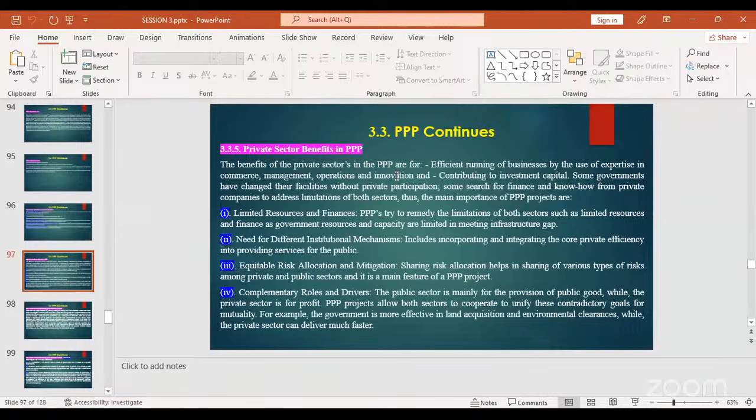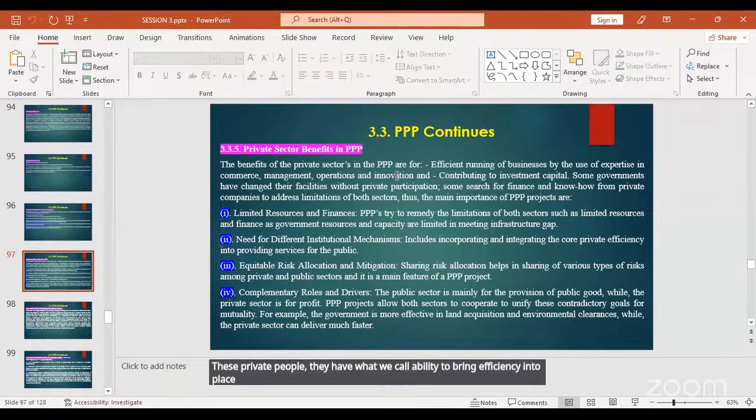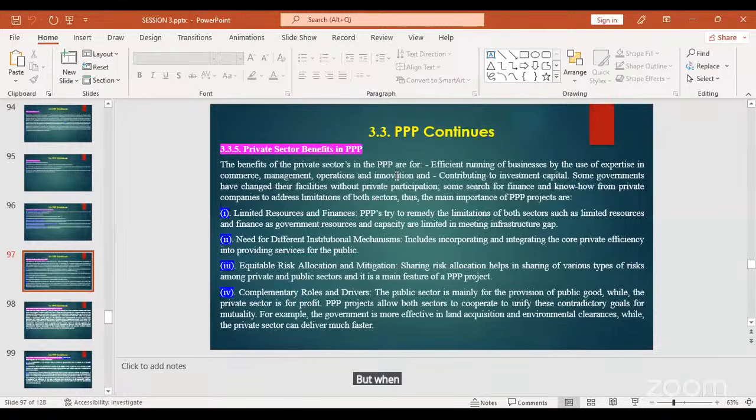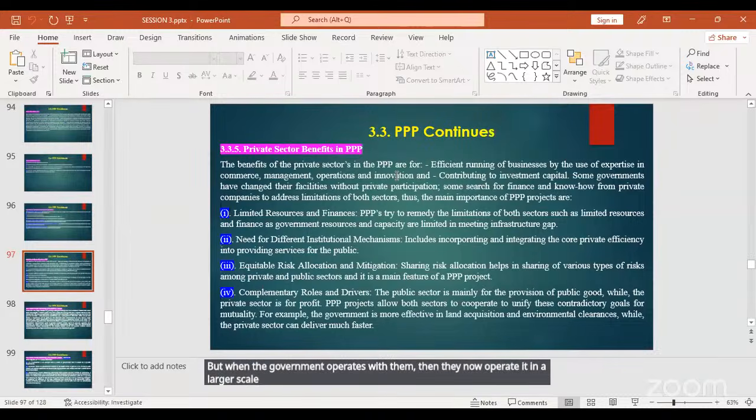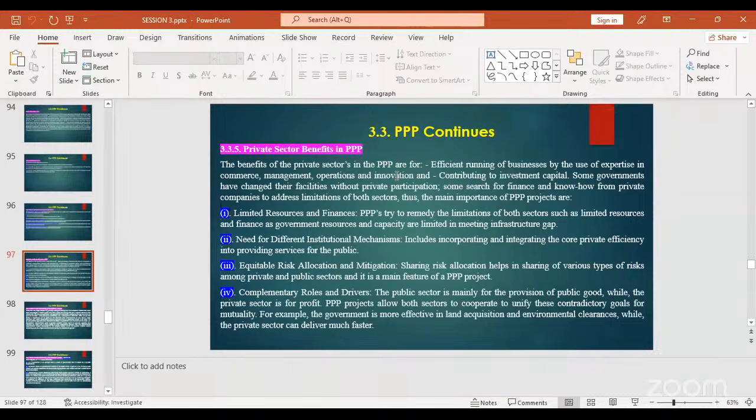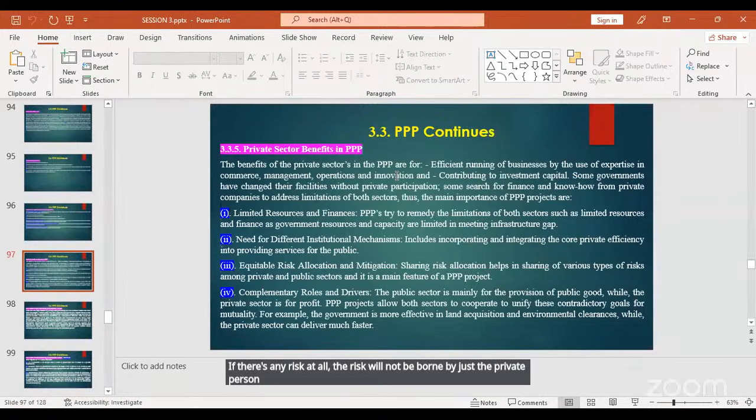These private people, they have what we call the ability to bring efficiency into place. But when the government now operates with them, then they operate it on a larger scale to maximize the benefits that are possible from such an arrangement. Number three, if there's any risk at all, the risk will not be borne by just the private person alone. It has to be shared.